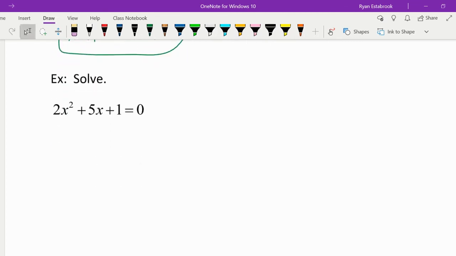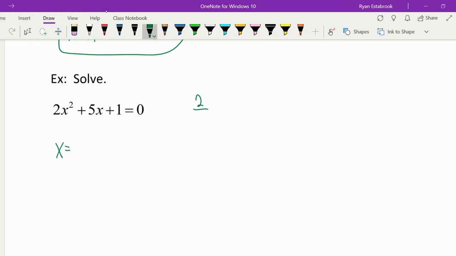Last one. So to solve it, I'm going to try to factor it. This is a quadratic. Leading coefficient isn't 1, so I could try to use some guess and check, 2x and x. And I'm not thinking of anything that works, so then maybe I could try the split middle term. 2 times 1 is 2. What multiplies to 2 and adds to 5? I can't think of anything.